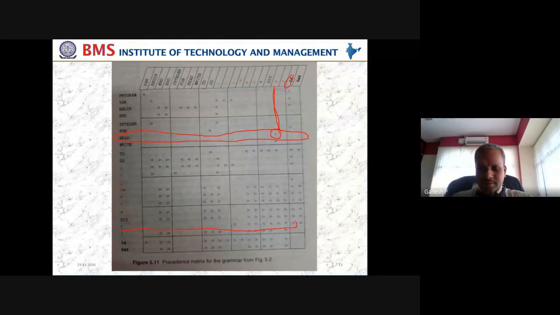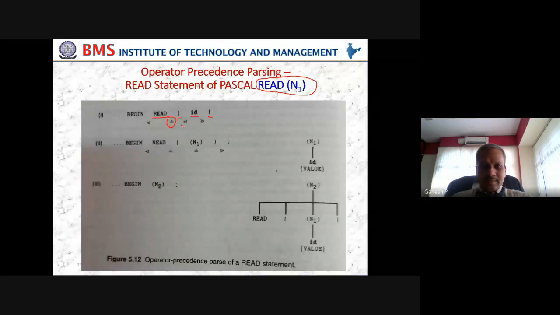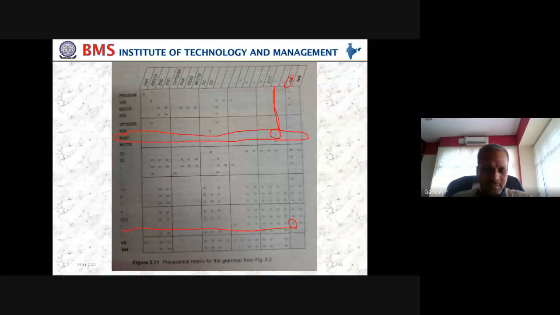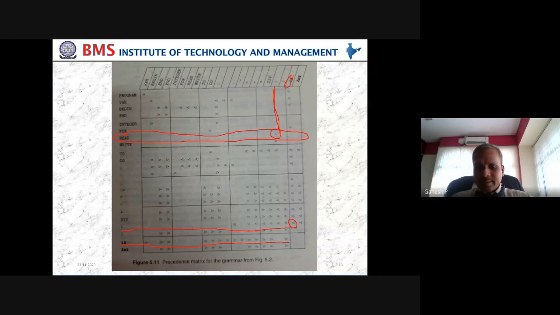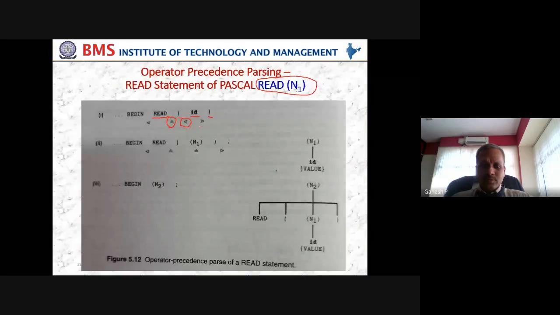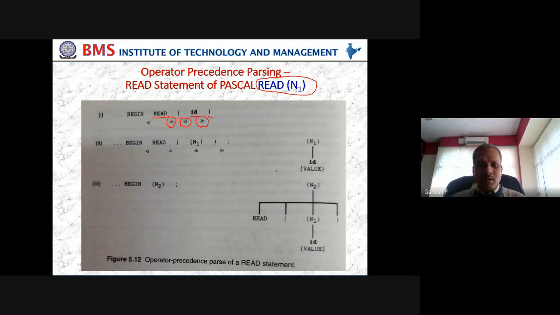This combination of left parenthesis and id gets the less than symbol. Now we have id and right parenthesis. Let us see: id, and the right parenthesis is here, so the mapping is the greater than symbol. This is how we have marked it. Since operator precedence is a bottom-up approach, what should we be doing?